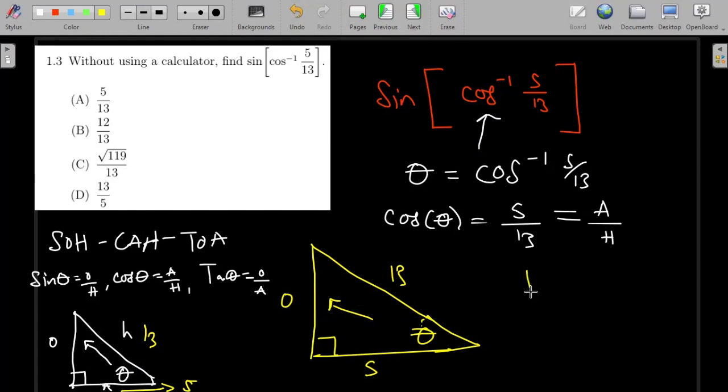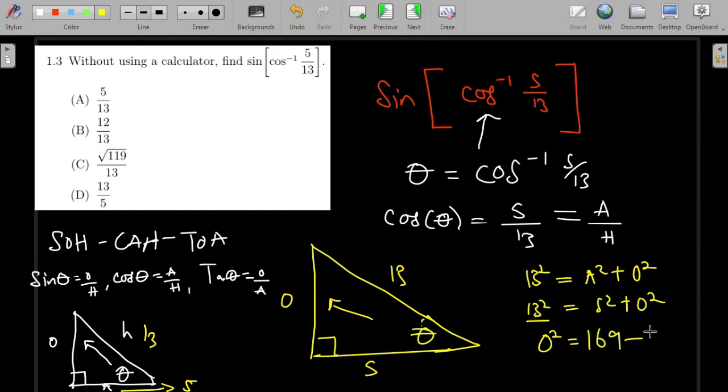So we know that Pythagoras theorem states that the hypotenuse squared should be the sum of the adjacent squared plus the opposite squared. But the adjacent, we know its value, it's just 5 squared. Opposite we don't know. So it means opposite squared will be equal to 13 squared minus 5 squared. So you take the 5 squared to the other side. So 13 squared gives me 169, minus 5 squared, that is 25. So it means O squared will just be 144.